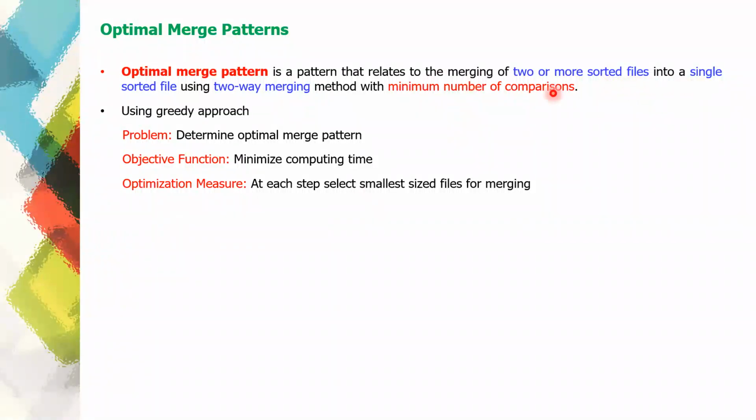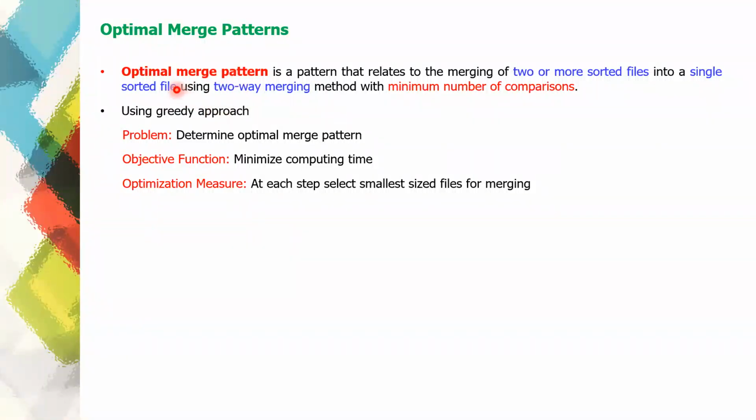Okay, so an optimal merge pattern is a merge pattern that allows merging of 2 or more sorted files into a single sorted file using two-way merging with minimum number of comparisons. There might be many merge patterns that are feasible, but the merge pattern that gives you minimum number of comparisons, minimum time complexity, is called the optimal merge pattern.